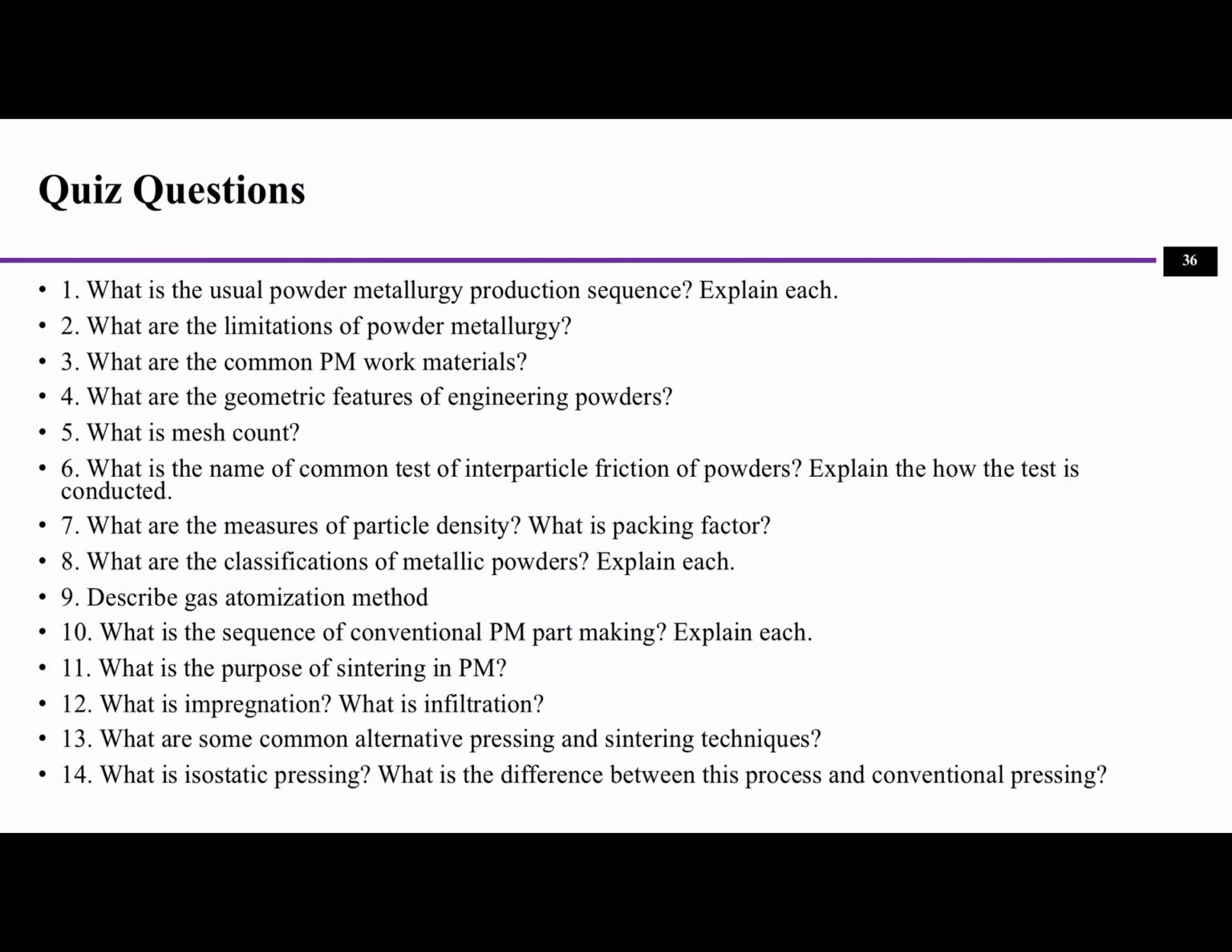All right, so there are some quiz questions I'm going to go through. Then we're going to look at the processing of ceramics and also cermets.